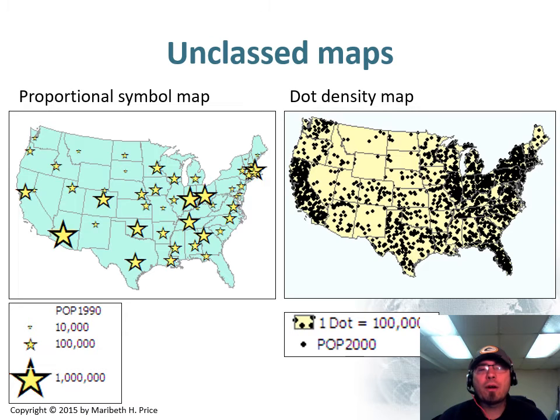We also have what are called unclassed maps, which are just things like proportional symbol maps, where it gives you a star based on its population. You have no control over those breakdowns. It's just kind of done automatically. It's kind of a quick and dirty way to show proportional values, in this case, population.